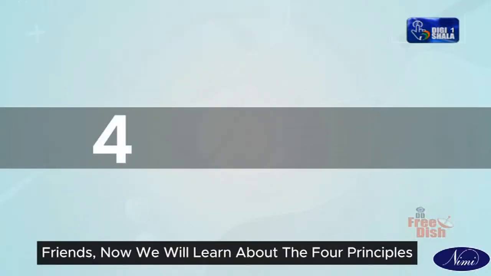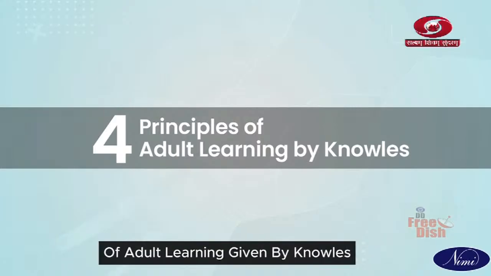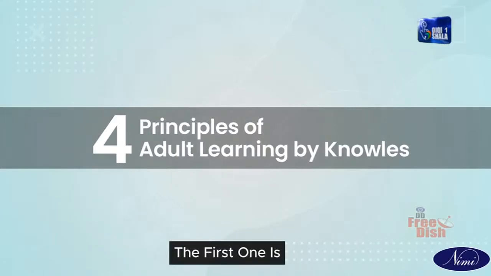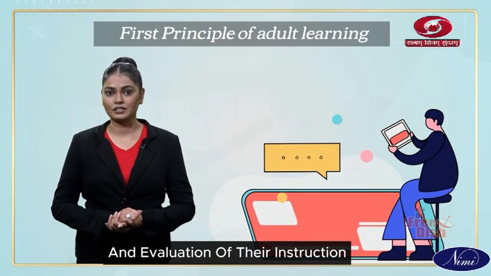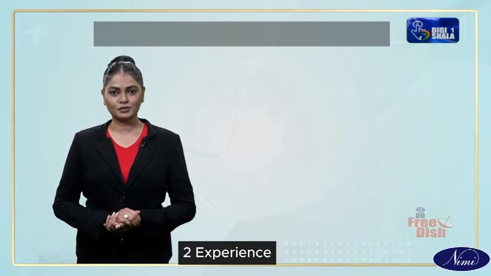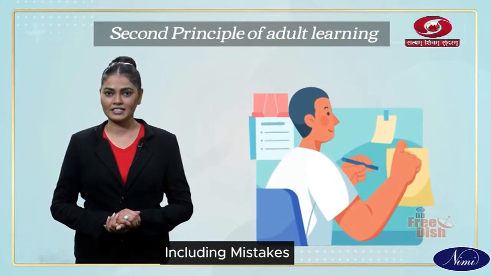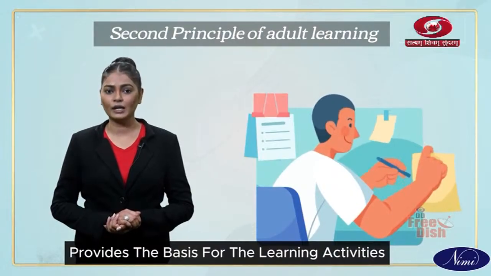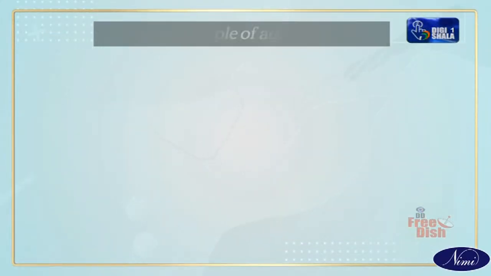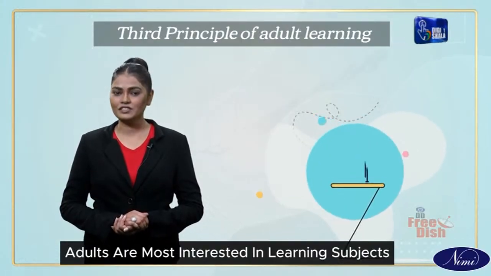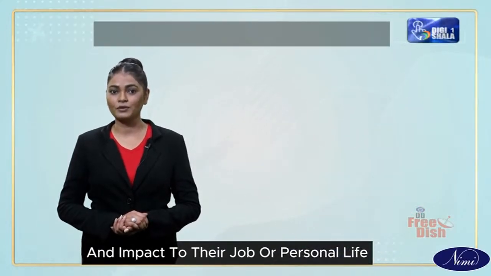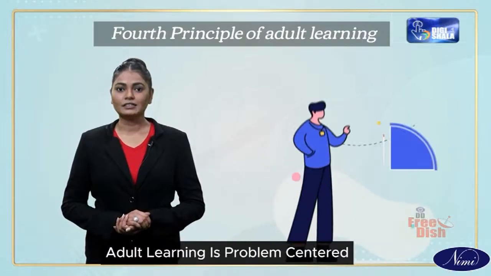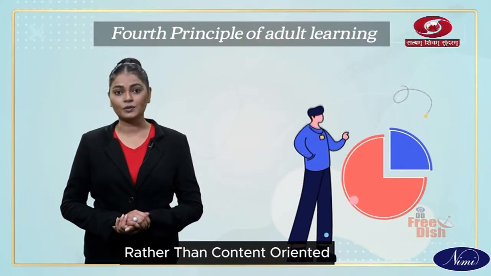Friends, now we will learn about the 4 principles of adult learning given by Knowles. The first one is: adults need to be involved in the planning and evaluation of their instruction. 2. Experience, including mistakes, provides the basis for the learning activities. 3. Adults are most interested in learning subjects that have immediate relevance and impact to their job or personal life. 4. Adult learning is problem-centered rather than content-oriented.